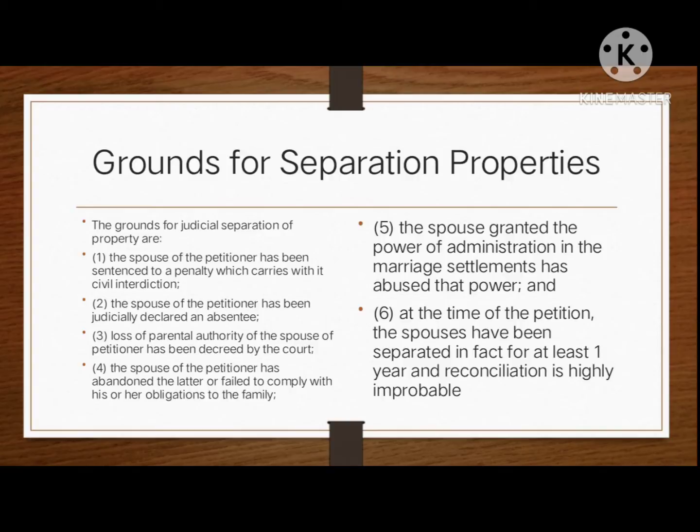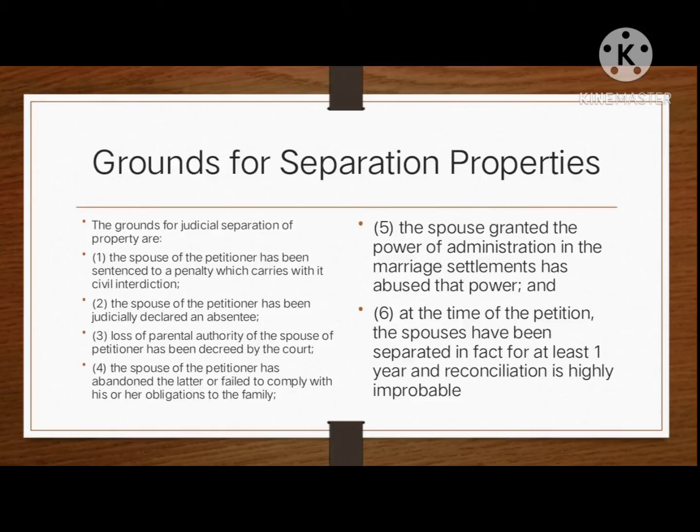Next, the fourth one: the spouse of the petitioner has abandoned the latter or failed to comply with his or her obligations to the family. So factors that are included in this are the negligence of the duty of the parent to provide the needs of his family. Fifth, the spouse granted the power of administration in the marriage settlements has abused that power. So when the abuse of authority as being the authorized personnel of the family has occurred, then it calls for the grounds for the separation of properties.